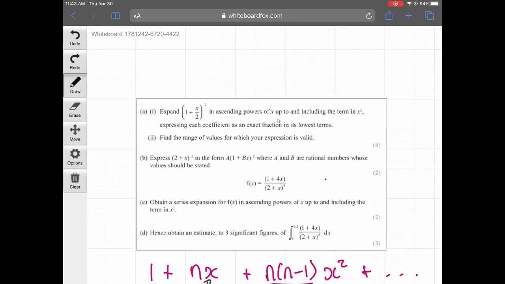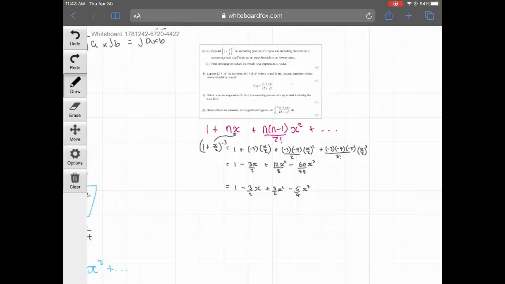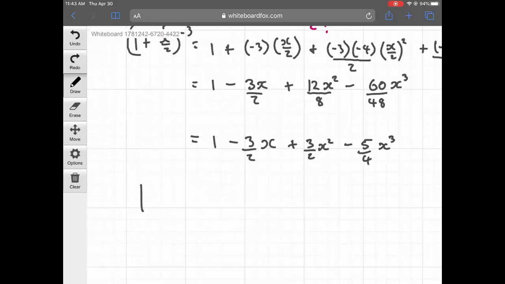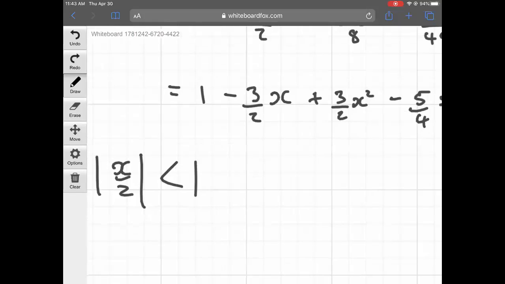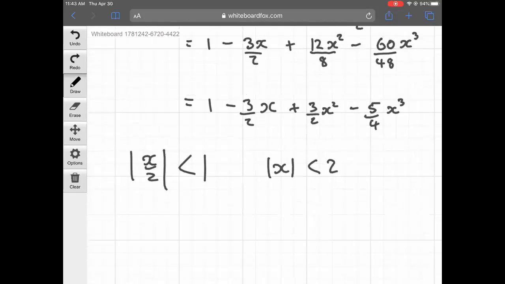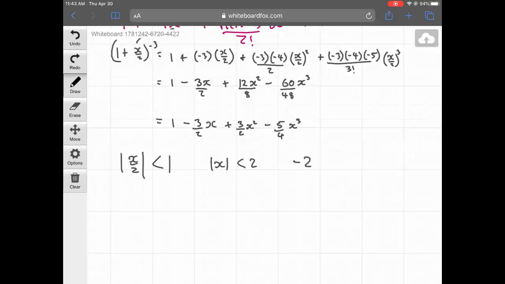Express each coefficient as an exact fraction in its lowest terms. Find the range of values for which your expression is valid. So again, remember this is where mod of x, and in this case our x is x over 2, is less than 1. We don't have a negative, so we don't need to remove it. So just times both sides by 2, mod x is less than 2, which means that the range of values is between minus 2 and 2.